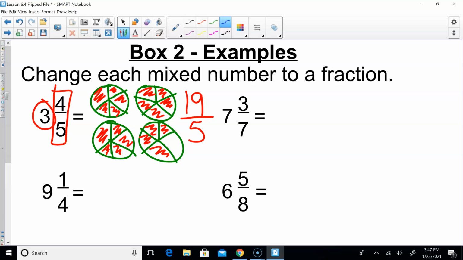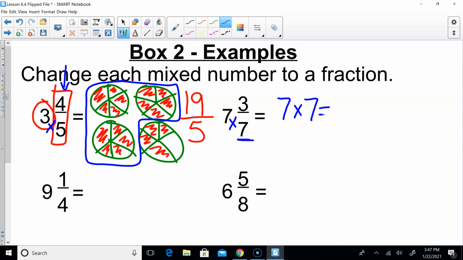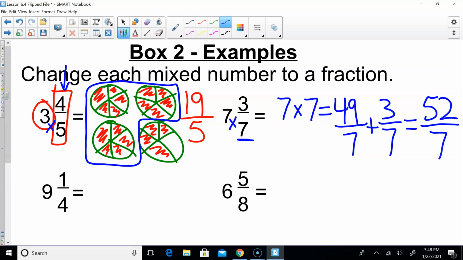Well, there is. The 7 whole is important. Also, the denominator is important. The 7 tells you how many pieces you're going to cut each whole into. So 7 times 7. Notice back at the first problem, we did 3 times 5, which gave us 15 pieces. So we have 49, and then we added the numerator to it. 7 times 7 gives us 49 sevenths, plus the 3/7, the numerator, which equals 52 sevenths.